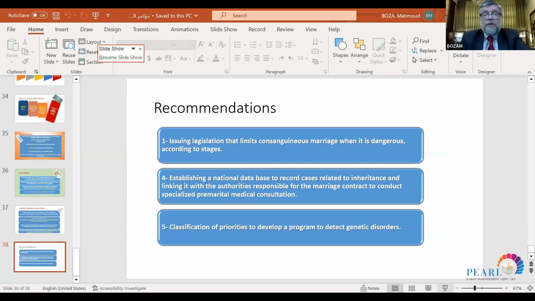So as a recommendation in our presentation, we strongly recommend detecting all types of genetic aspects of pediatric gastroenterology and nutrition. And we know that it is very important to limit consanguinity as much as possible, meaning marriage within the same family, if there is a high risk of genetic aspects of pediatric gastroenterology.